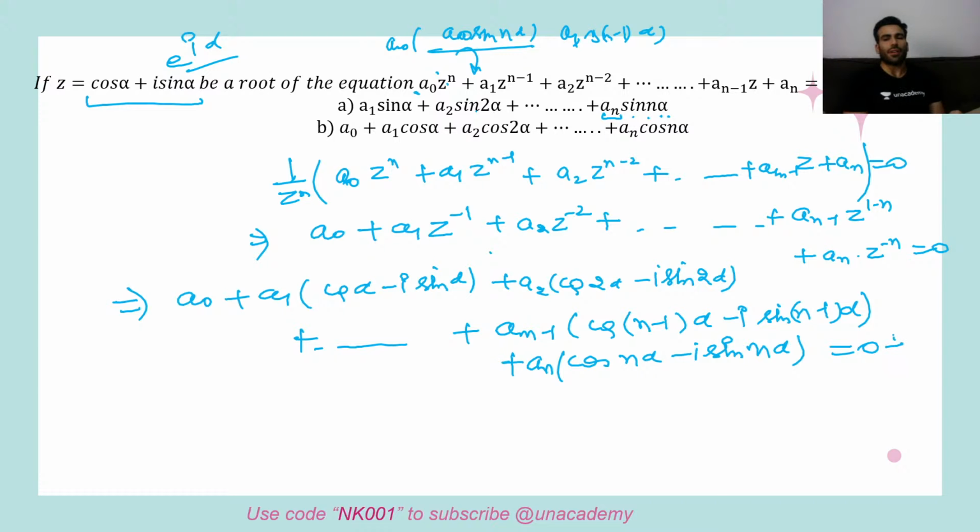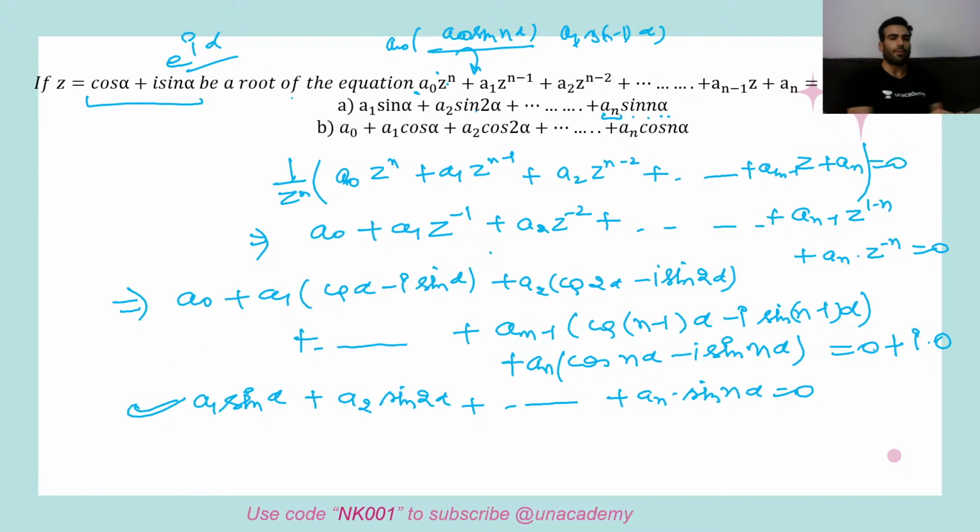Right? So 0 can be written as 0 plus iota 0. Now let's compare the real part and the imaginary part. When I compare the imaginary part, what do I get? Sine of alpha into a1 plus a2 into sine of 2 alpha, and this will keep continuing till an into sine of n alpha. This is equal to 0. This is a proof for part A.